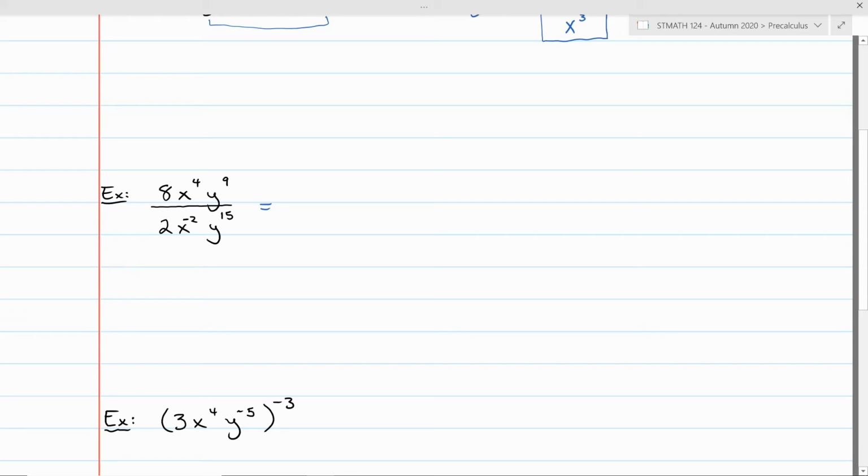Okay, so first thing I'm going to do here is divide 2 into the 8 to get 4. And for those powers of x there, I see the larger exponent of 4 is in the numerator. So what I could do is write this as x to the 4 minus negative 2. Because when you have one power of x over another power of x, you subtract the exponents like that, right? And then since the larger exponent of y is already in the denominator, I'm going to do y to the 15 minus 9 in the denominator. And that'll give me a grand total of 4x to the 6th over y to the 6th.